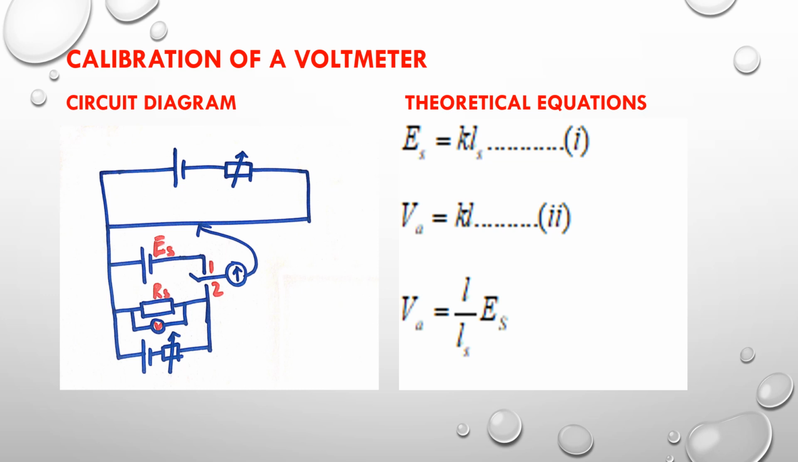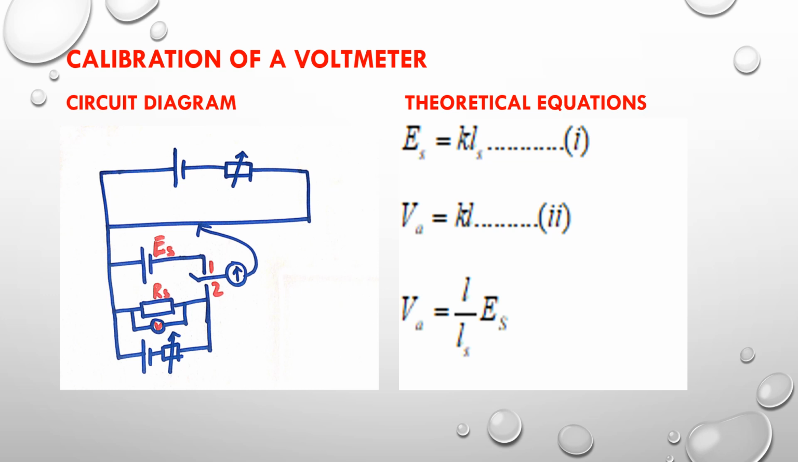So when the switch is thrown to position 1, again the jockey is moved along the wire until the balance point is reached. So ES is equal to KLS. We have said that over and over. Then the switch is thrown to position 2. The rheostat is adjusted until the voltmeter reaches the minimum value.